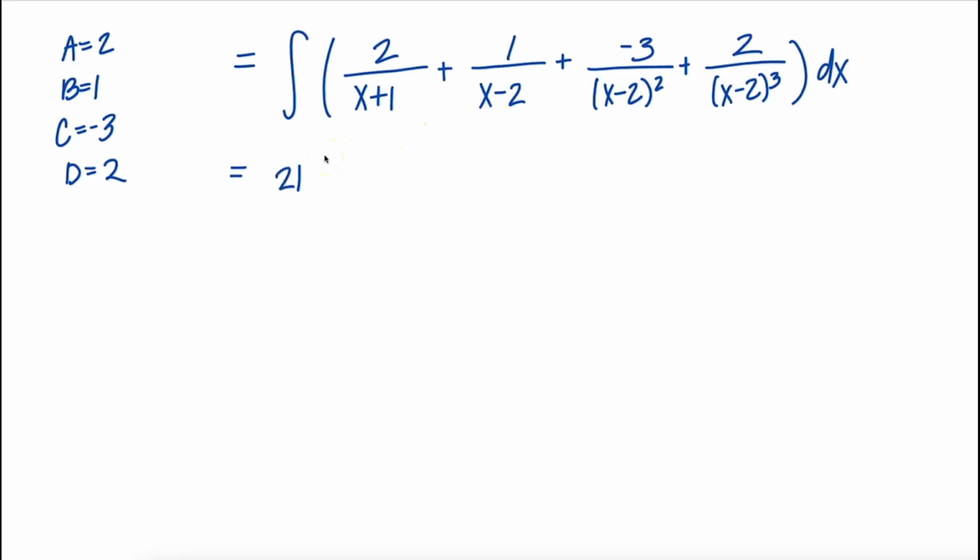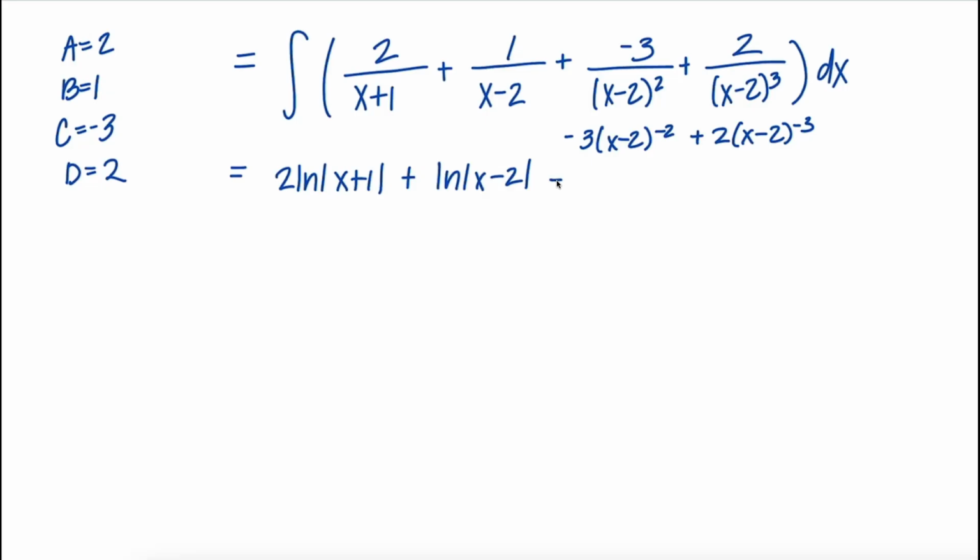So we're going to have 2 times the natural log absolute value of x plus 1, plus natural log absolute value of x minus 2. The next two terms, I actually want to think about them as, let's say, -3 times (x minus 2) to the -2, and then 2 times (x minus 2) to the -3. And because the inside is linear, we can just do the power rule for integrals here, thinking about how 1 over the slope would come out of this, but the slope is just 1. So it's going to be kind of nice.